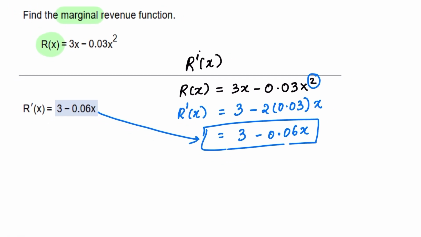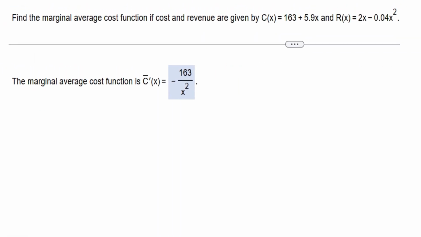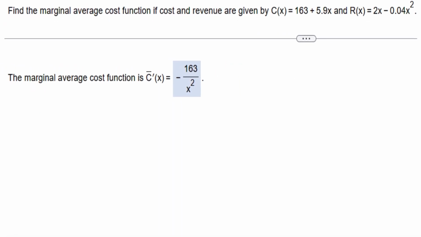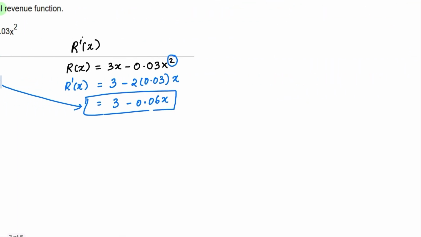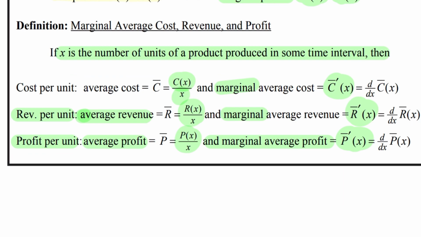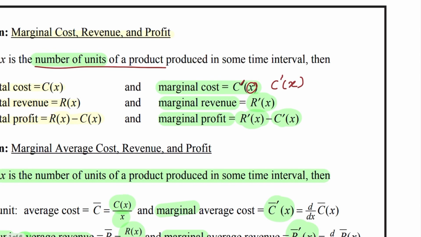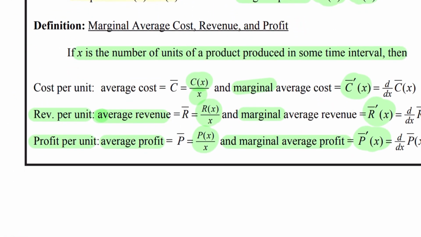Now let's take a look at the next one. Let me move this further. Okay, now let's see what this is. Find the marginal average cost function if the cost and the revenue are C of X and R of X. So let's go back to what they're asking me to find. Oh, I forgot. What did they ask me to find? Average cost, marginal average cost. So let me erase these here.